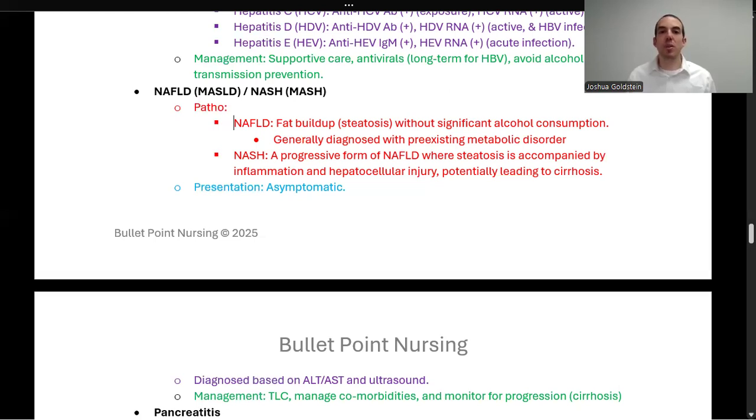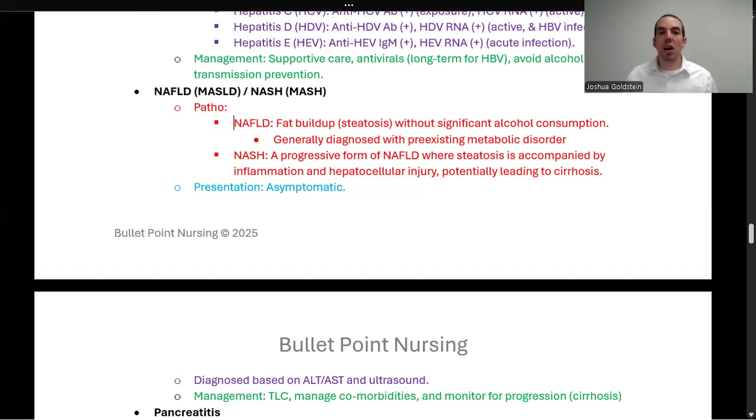This is generally diagnosed with pre-existing metabolic disorder. And very often, if you go to your provider and they do your annual labs and, let's say, your cholesterol is a little borderline, and your sugar is a little borderline, they may tell you that your AST and your ALT are a little bit elevated, and that that is likely due to NAFLD, fatty liver disease. And what do you do for it? The same thing you should be doing for your cholesterol and for the diabetes, eating healthier and exercising. That is the treatment for this.